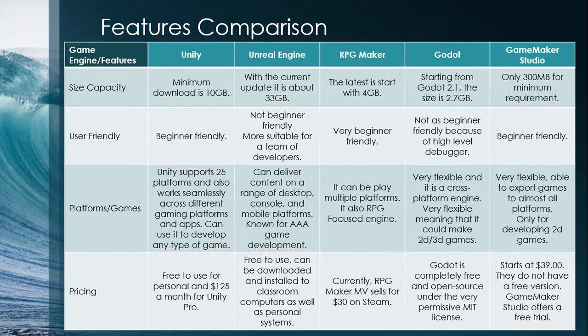For Game Maker Studio, sadly it starts at $39. They do not have a free version, but it offers a free trial. So even though it is the easiest one to make a game, it doesn't have a free version. So that's the cons and pros of every type of game engine.